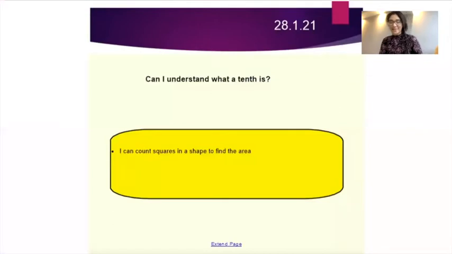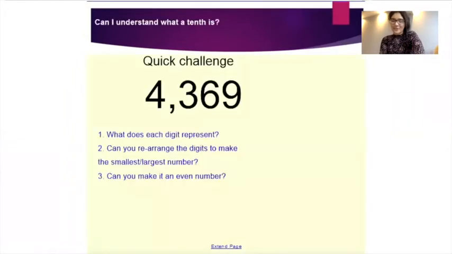Now, our learning objective for today's maths lesson is, can I understand what a tenth is? Quick challenge for you. Here we have a number, 4,369. Now you have 3 questions. Number 1, what does each digit represent? Number 2, can you rearrange the digits to make the smallest and largest number? And number 3, can you make it an even number? So when you rearrange the numbers, can you make a number that is even?